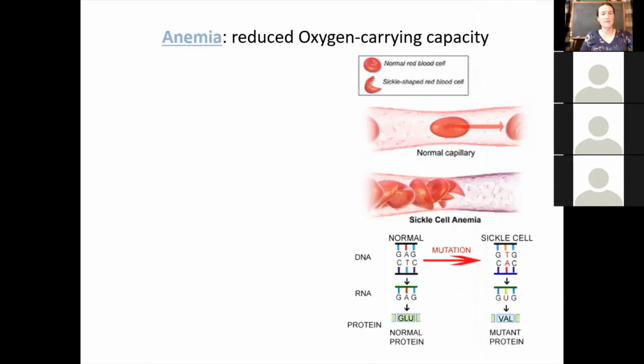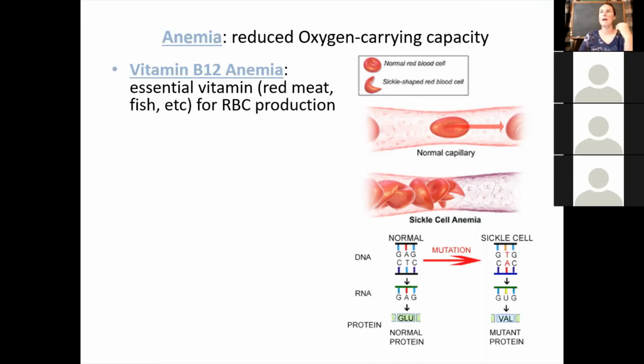Okay, so let's talk about some other forms of anemia. In general, anemia is just a reduced oxygen carrying capacity. Of course, this leads to hypoxia. Okay. IDA is one type of anemia. Vitamin B12 deficiency is another type of anemia. All right, remember that we need B12 in order to make red blood cells. So if you don't have enough B12, for example, if you are vegetarian or vegan and are not taking supplemental B12, you might not be able to make red blood cells appropriately.